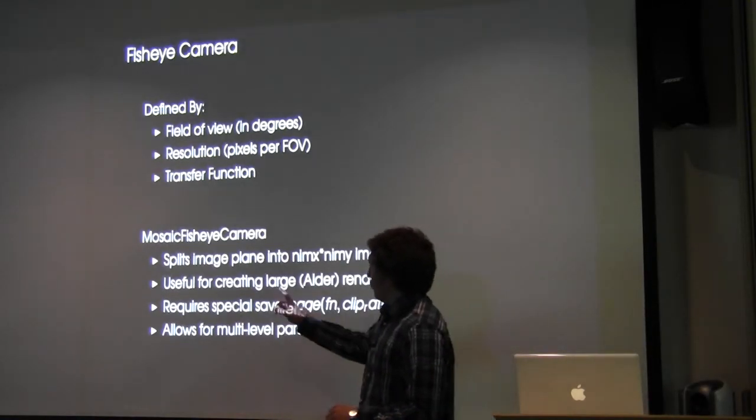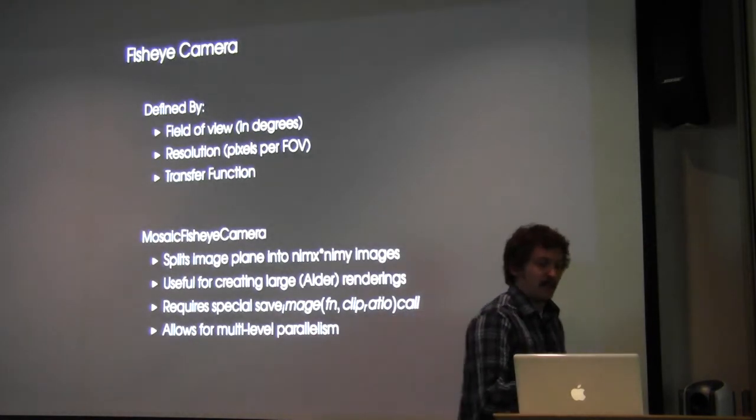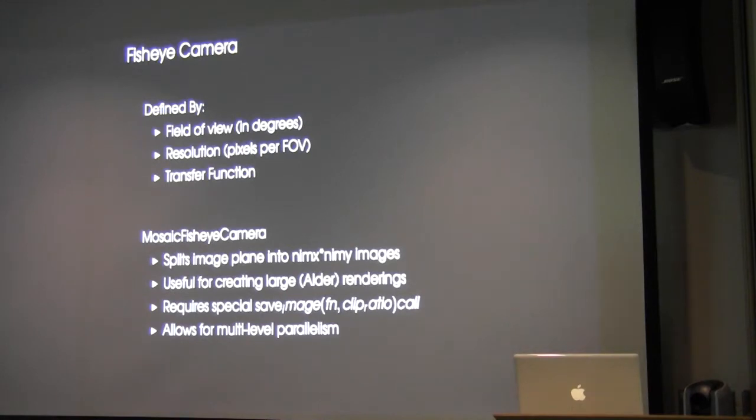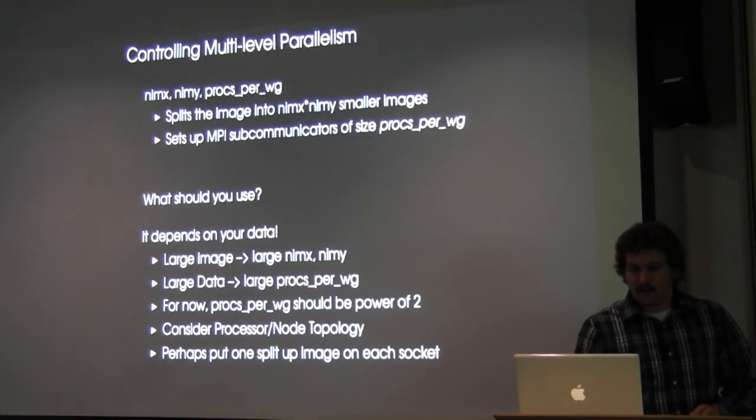This mosaic fisheye camera does require one extra thing. Instead of just doing a snapshot, you also have to say save image so that it pieces those images back together. But this all allows you to do multi-level parallelism, so you have a huge data set and a huge image plane, and you can do it in something less than a month.